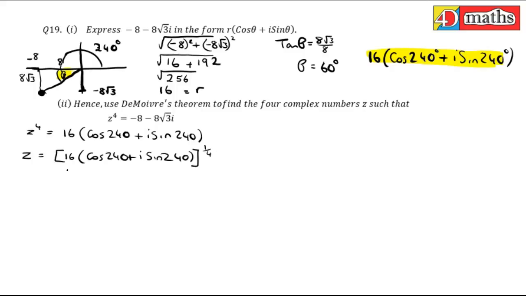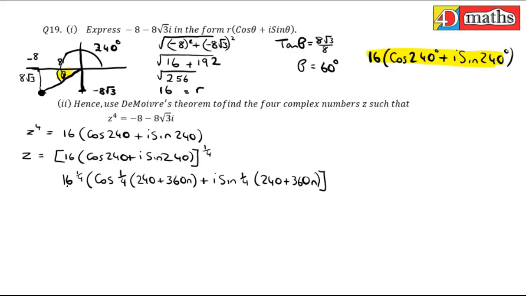Okay, so what happens with De Moivre's theorem? The quarter will land in beside the 16 as a power, and the quarter will land in front of the angle. Now there's one other thing you have to include. You have to include 360n because you want to generate a number of answers. Okay, so you include 360n. So it's a quarter of 240 plus 360n. Okay, working this out, 16 to the power of a quarter is 2. Cos of the quarter of this then will be 60 plus 90n plus i sin 60 plus 90n.